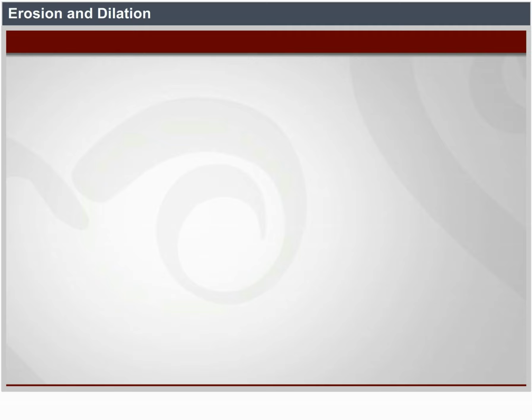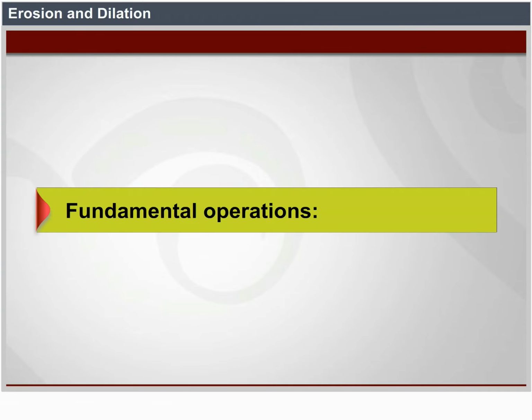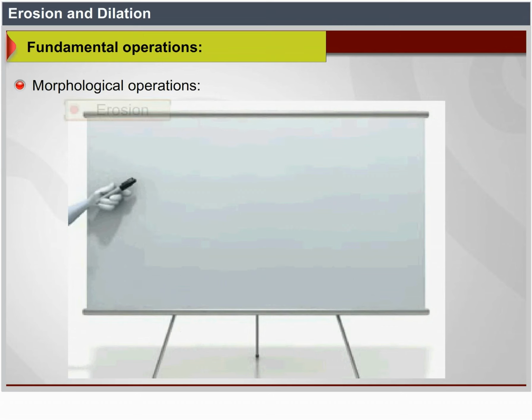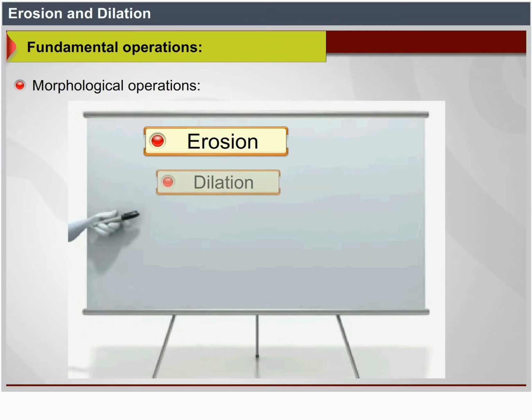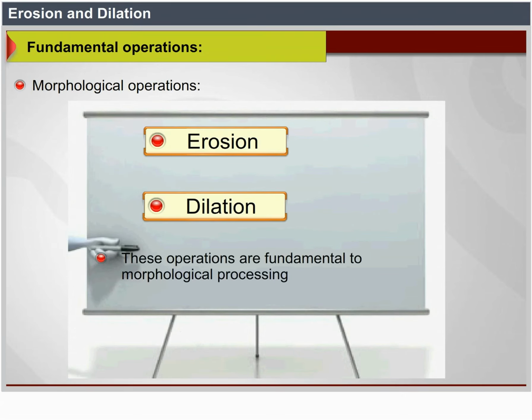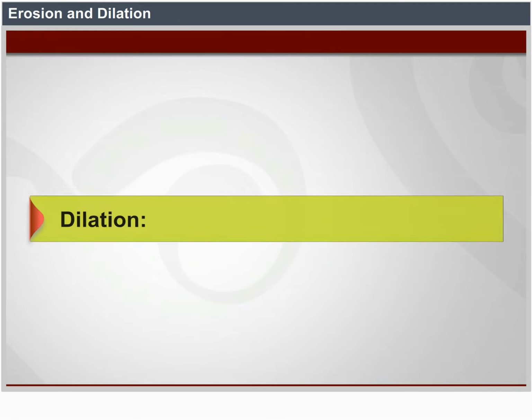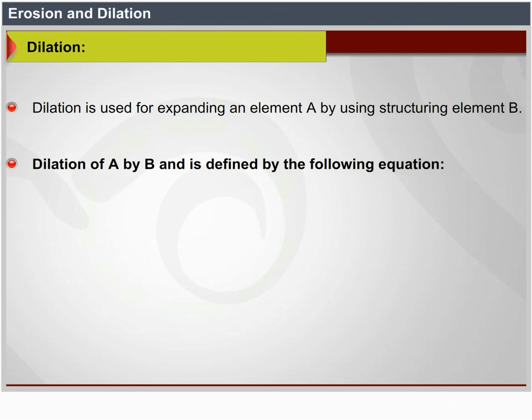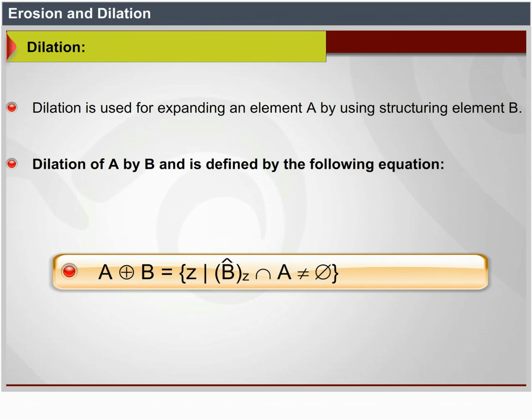Erosion and dilation. Fundamental operations. Morphological operations: erosion, dilation. These operations are fundamental to morphological processing. Dilation. Dilation is used for expanding an element A by using structuring element B. Dilation of A by B is defined by the equation shown on screen.